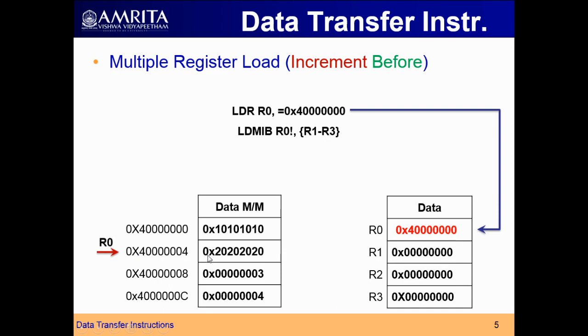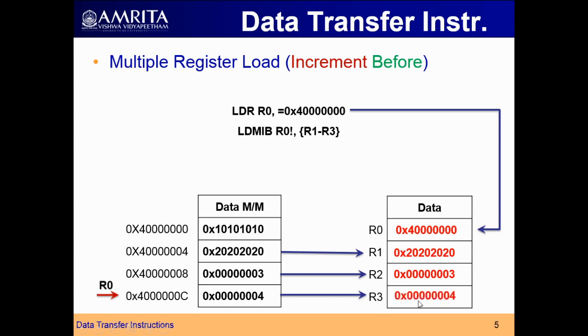Then the content of that address will be moved on to R1, right? In the previous case, the first content was moved on to R1, but here the address pointer will increment to the next location and the content of this location will be moved on to R1. Then again the address pointer will increment to the next location, and the content of that will be moved on to R2. Again it will get incremented to the next location, and the data at that address location will be moved on to R3, right?